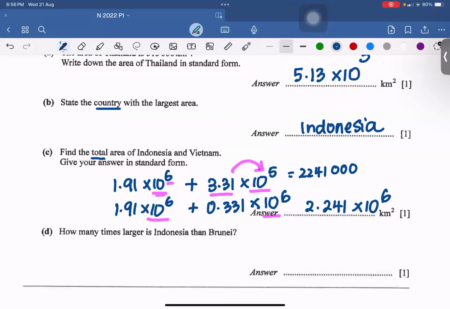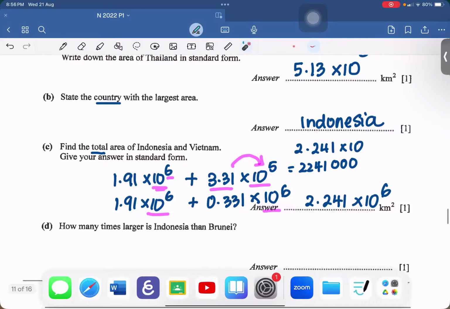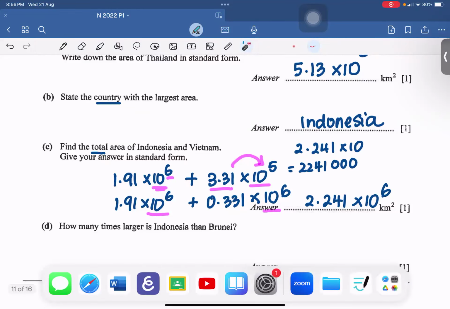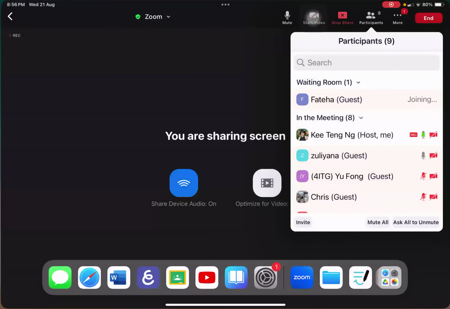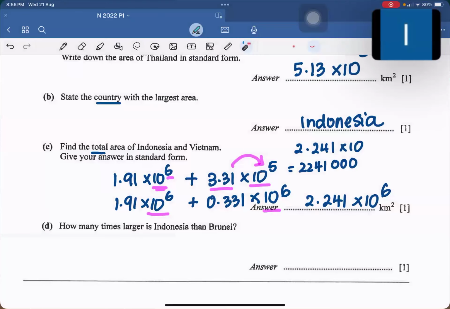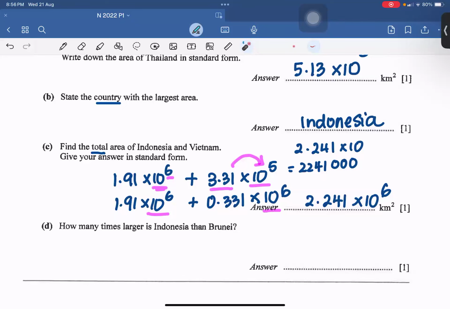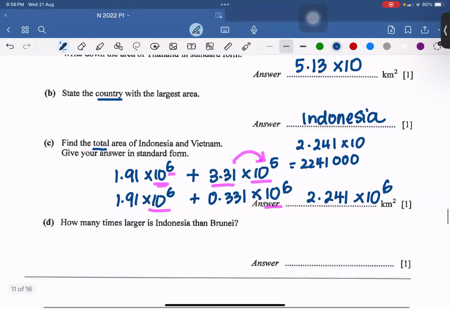I can still convert it to 2.241 times 10. This number is bigger than 10 and bigger than 1. So I'm going to change the denominator and then shift 1, 2, 3, 4, 5, 6, then 10 to the power 6. Okay, but everything is 1 mark only.